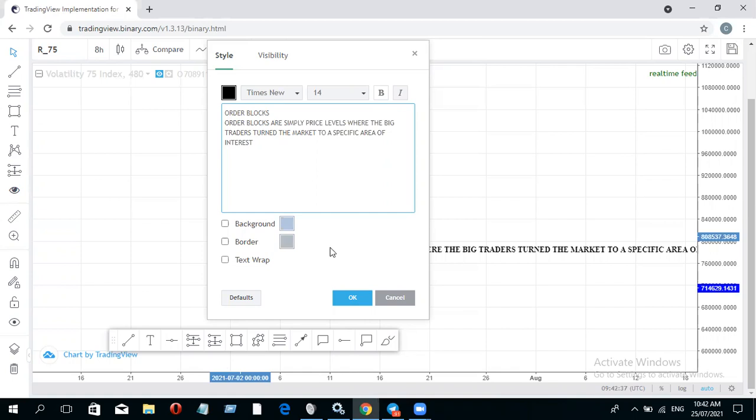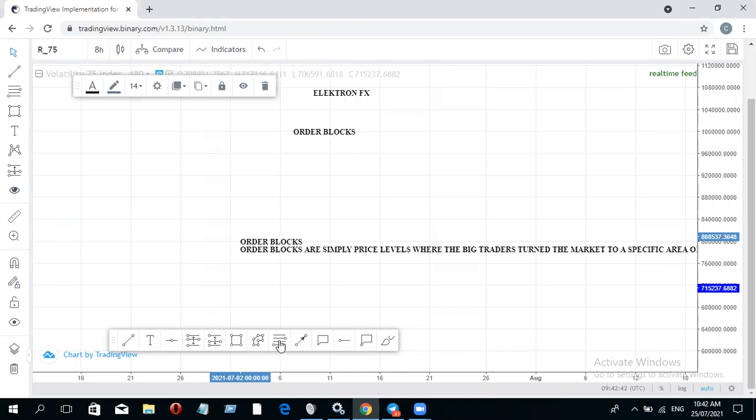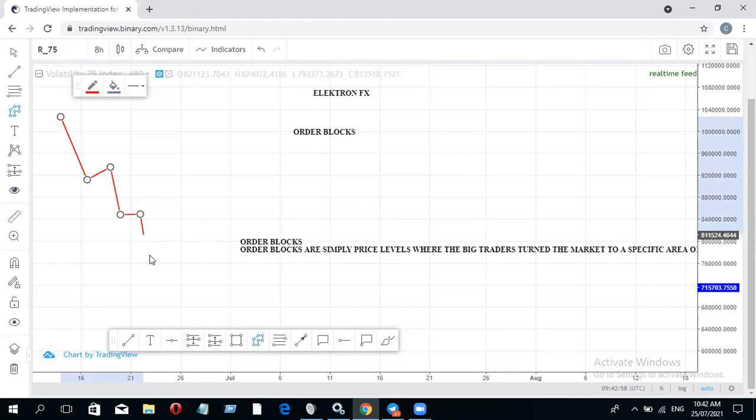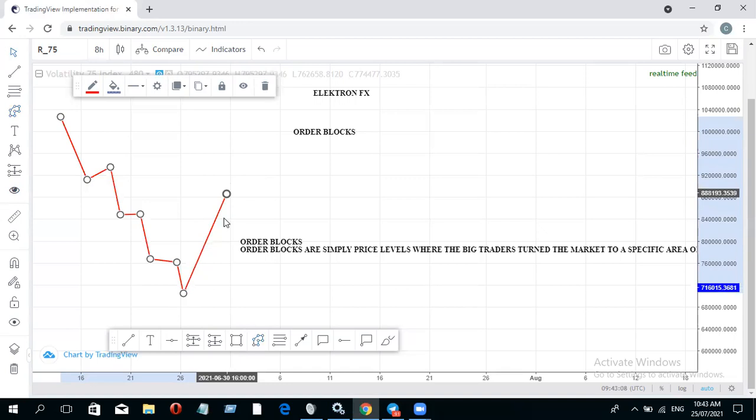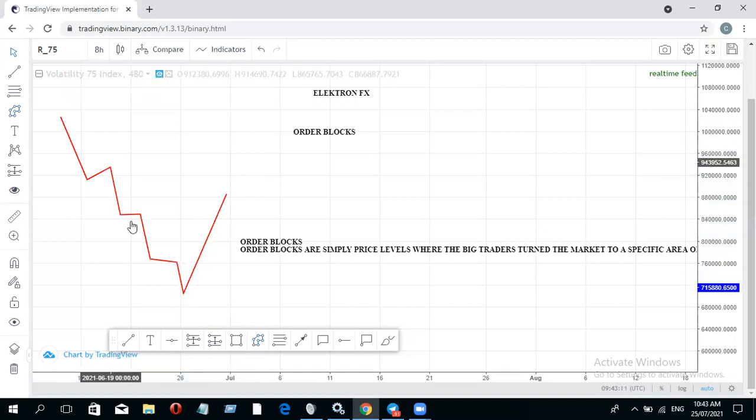For instance, the market was bearish. It was just selling down, selling down, selling down, and then suddenly you see something like this. So all this sell move was a downtrend. Then suddenly you see this.